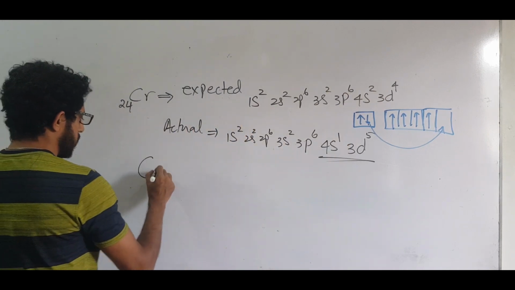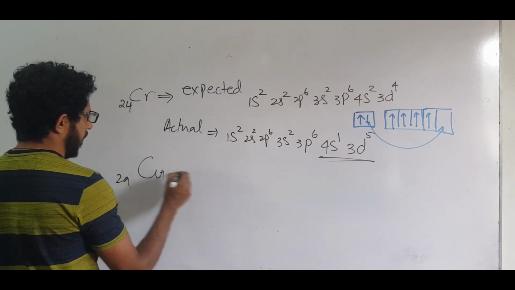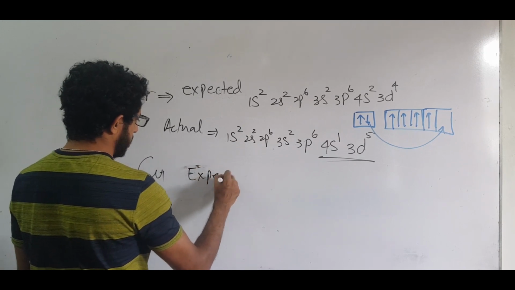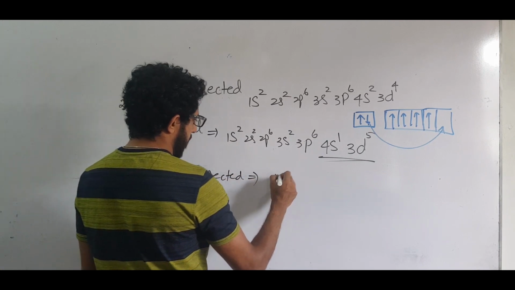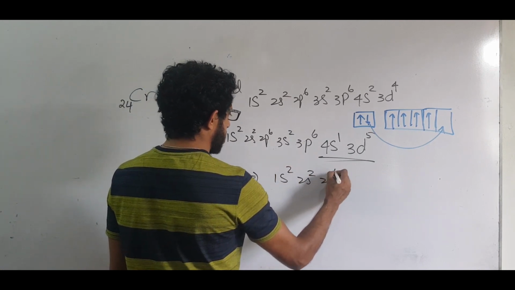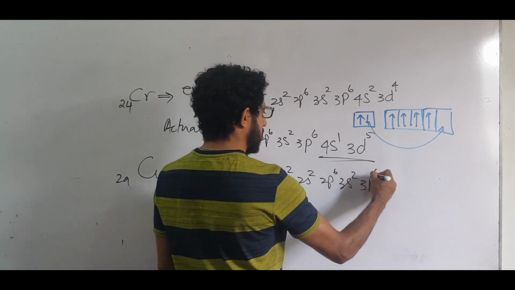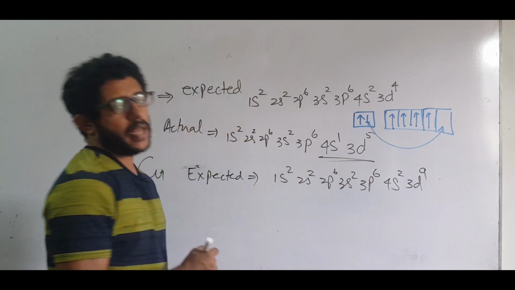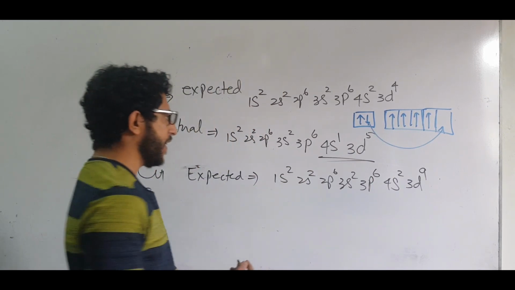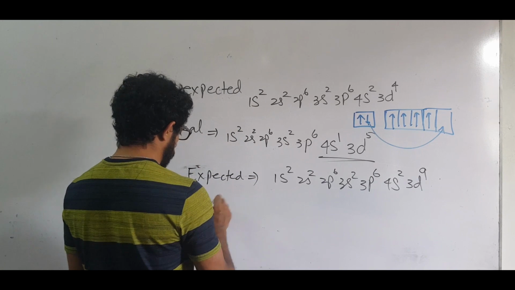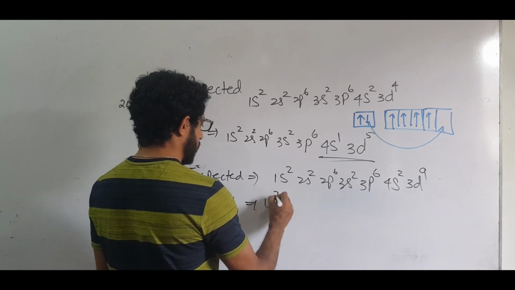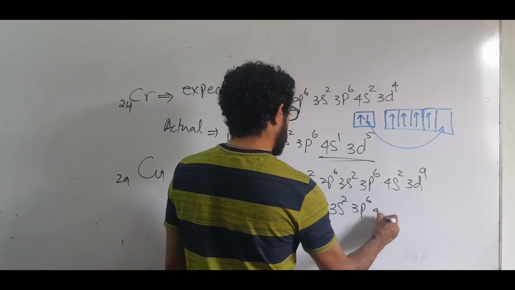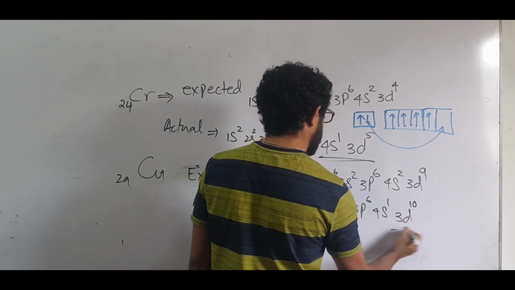Then there is the special electronic configuration of copper, 29. The expected one would be the same as earlier: 1s2 2s2 2p6 3s2 3p6 4s2 3d9. So again, rather than having 3d9 it tends to become 3d10, which is more stable. So the actual one would be 1s2 2s2 2p6 3s2 3p6 4s1 3d10.